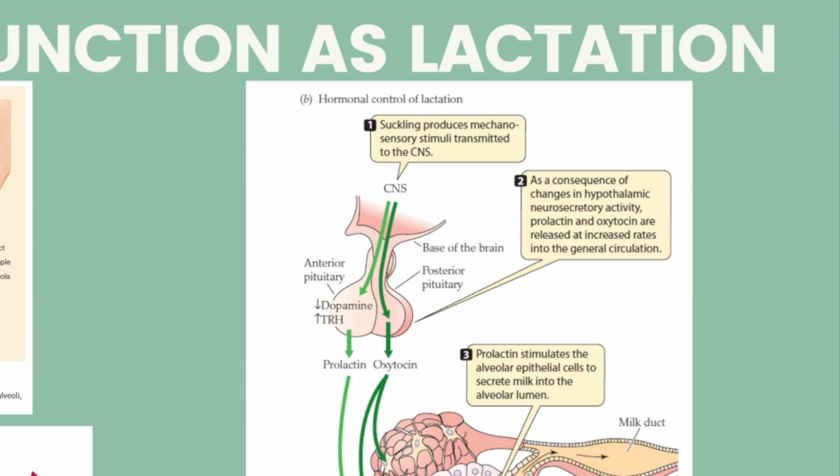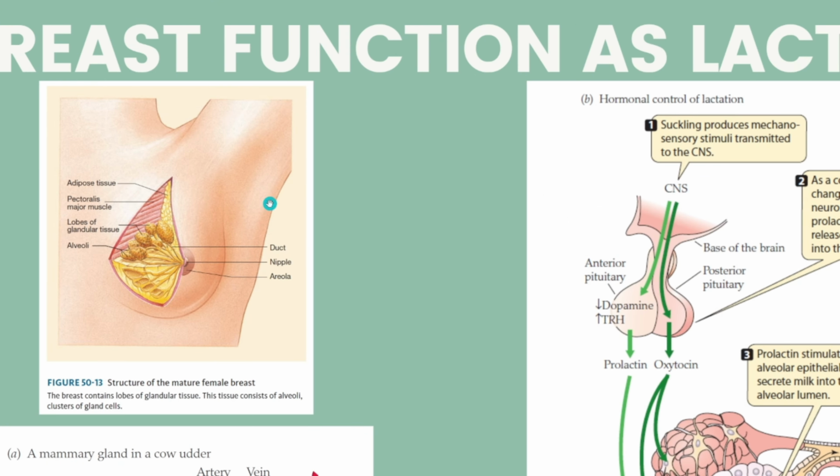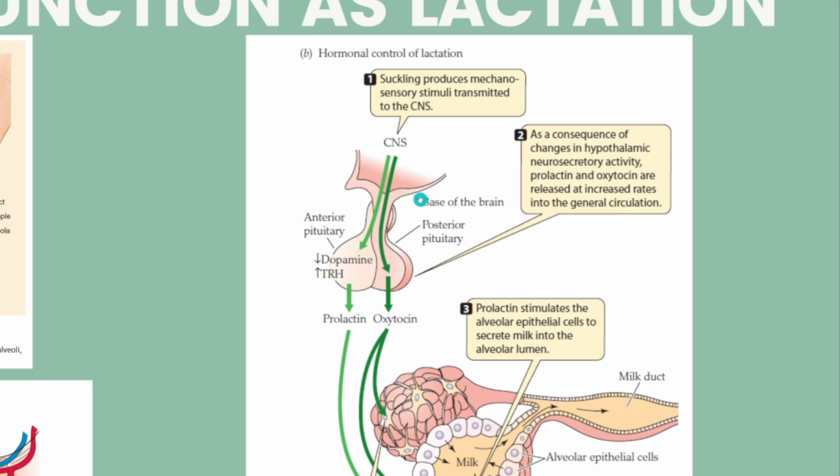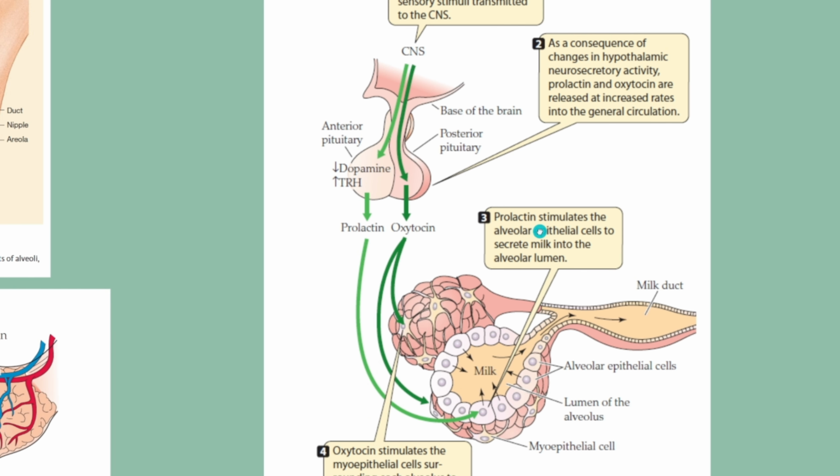What is happening here is that after birth, sensory impulses associated with the baby sucking trigger the posterior pituitary gland to release oxytocin and prolactin. So after the birth, when your baby starts to suck the mother's breast, it starts to release oxytocin and prolactin. So why do they release oxytocin and prolactin?